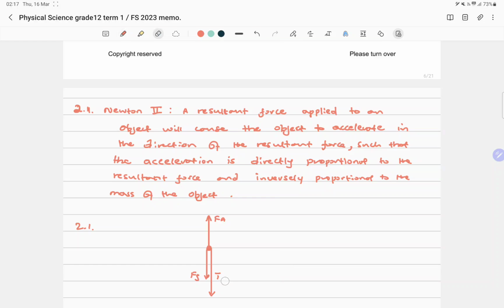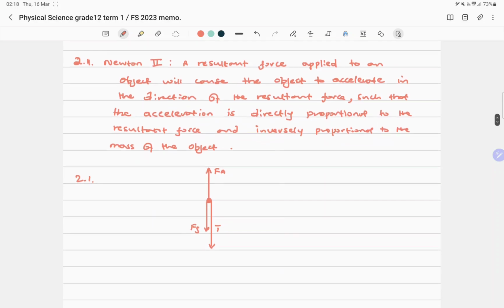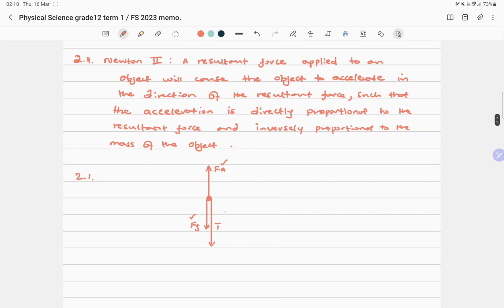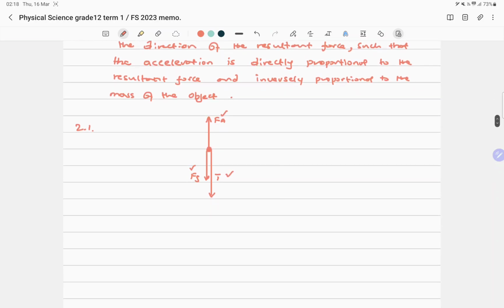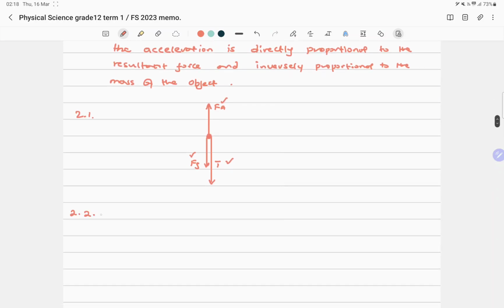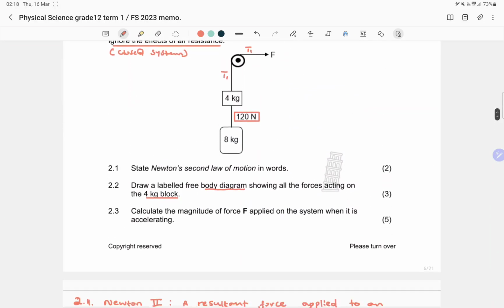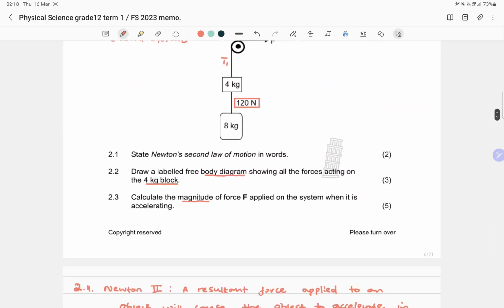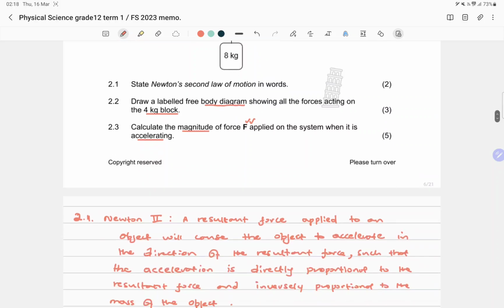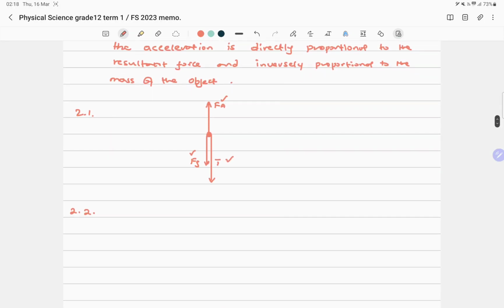But maybe we can just use T for tension here. It's still not a big deal. And then we just say that one is the applied force. Great, easy stuff. 3 marks, 1 mark for each of the 3 forces. Let's move on. 2.2. What is the question? Calculate the magnitude of the force applied on the system when it is accelerating. Okay, great. So what do we do now?